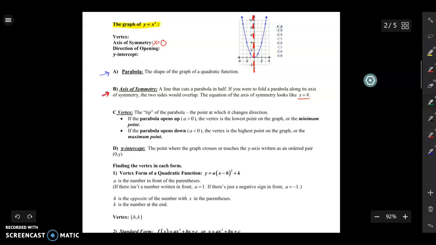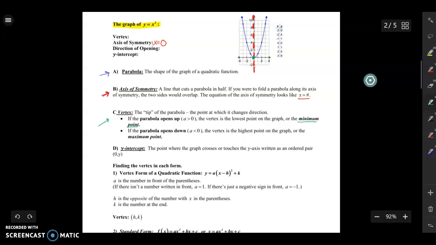Okay, let's talk about the vertex. So the vertex is the tip of the parabola. It's kind of like the bottom of the U. Okay. And these parabolas can either be kind of like U-shaped or upside down. So if the parabola opens up, like this one does at the top of the page, then the vertex is the very, very bottom point of the graph. It's also called the minimum point. So you're going to hear that word a lot, minimum point.